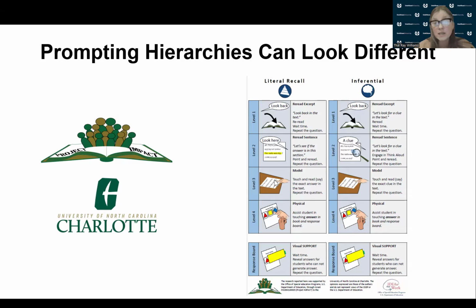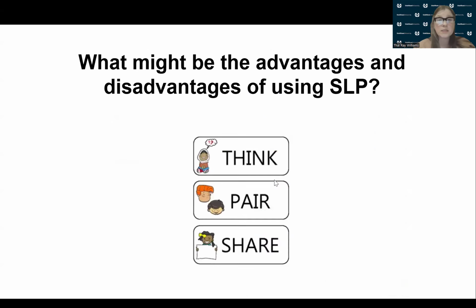And then your next level of prompting is that you reread the sentence in which the answer can be found. The third level might be that you model the exact answer, and if the student still does not respond correctly, then you would provide a physical prompt. So again, just a reminder that prompting hierarchies can look different because they're individualized for our students.